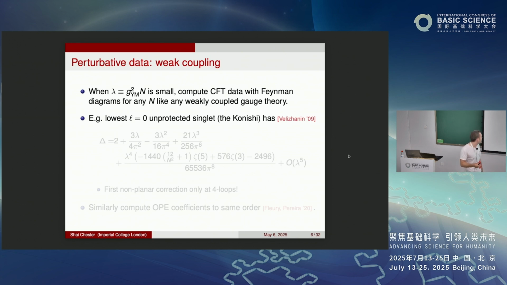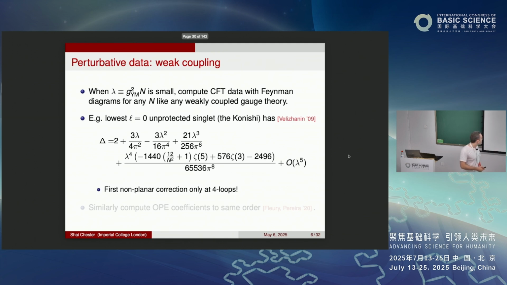It has dimension 2 at the free theory. So many people have contributed to computing this quantity. The cutting edge is that we now understand it to 4 loops, which was done by this Russian fellow. One kind of fun fact is that it's planar exact up until 4 loops, where you get the first non-planar correction, which basically follows from supersymmetry. And you could similarly compute the OPE coefficients to the same order, which is also done in some nice recent papers.